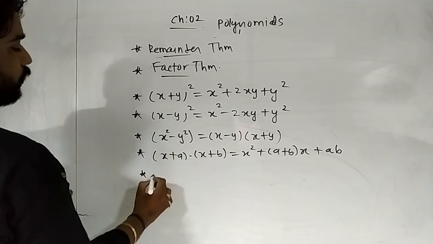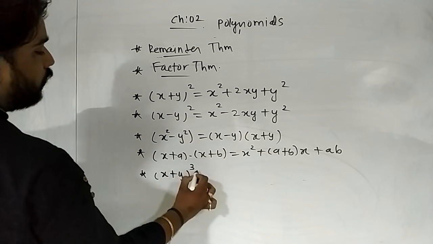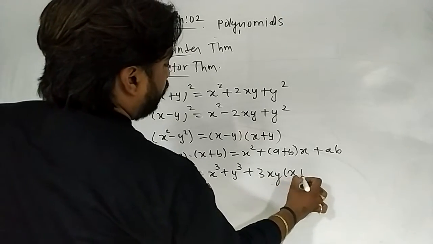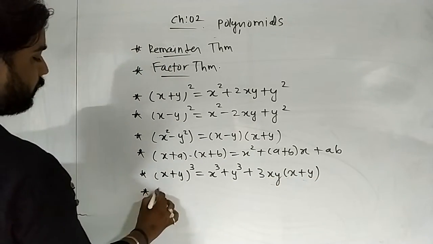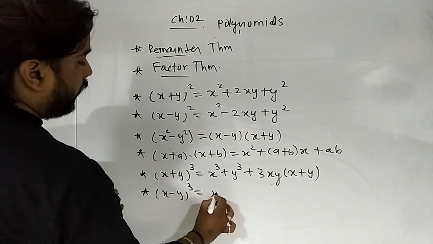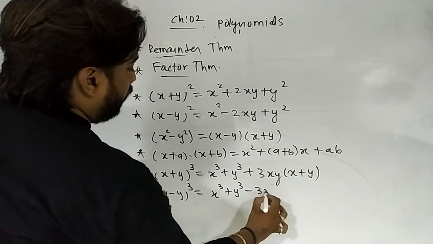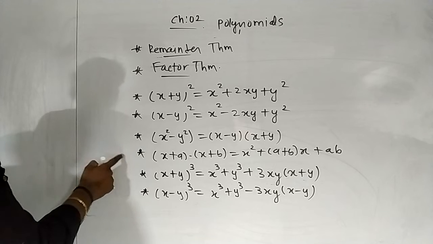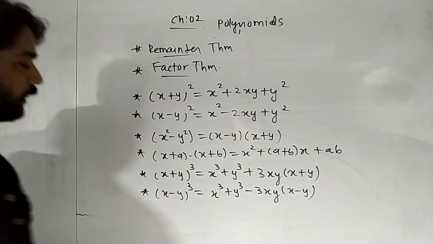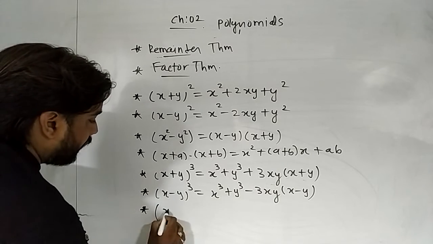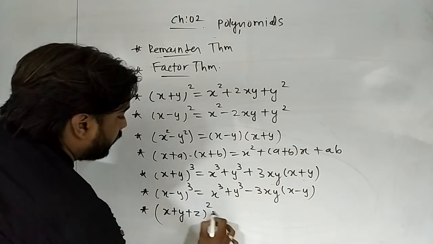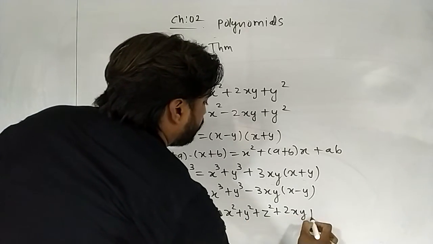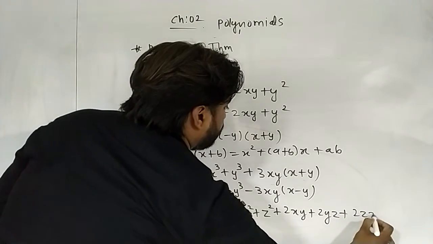After square, we switch to cube. So x plus y whole cube, that is x cube plus y cube plus 3xy into bracket x plus y, and similarly x minus y whole cube, that is x cube minus y cube minus 3xy into bracket x minus y. So 1, 2, 3, 4, 5, 6 identities we have done. Last seventh identity, that is x plus y plus z whole square, that is x square plus y square plus z square plus 2xy plus 2yz and 2zx.